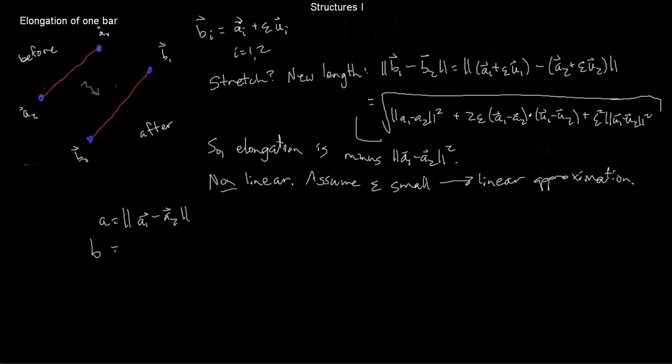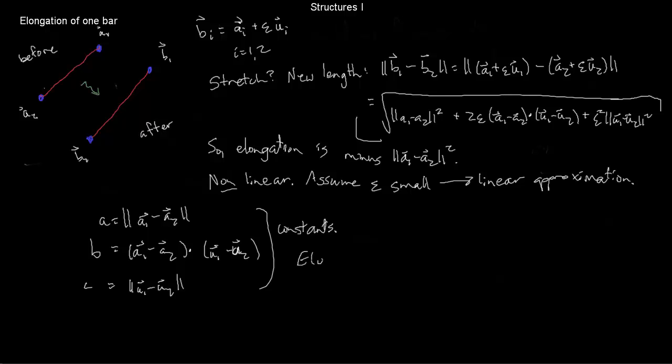So I'm going to let A be the quantity norm of A1 minus A2, and let B be the quantity A1 minus A2 dot U1 minus U2, and C be the quantity norm of U1 minus U2. Not squared, just regular. So these are all constants in this setting, and epsilon is my variable. So my elongation in terms of this A, B, and C is a somewhat nicer formula.